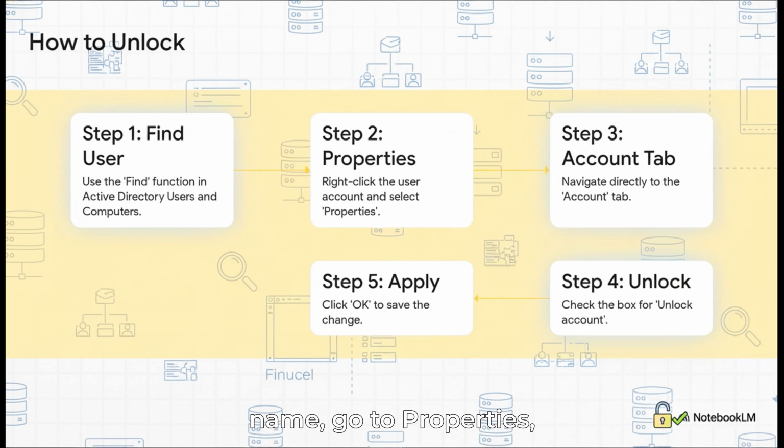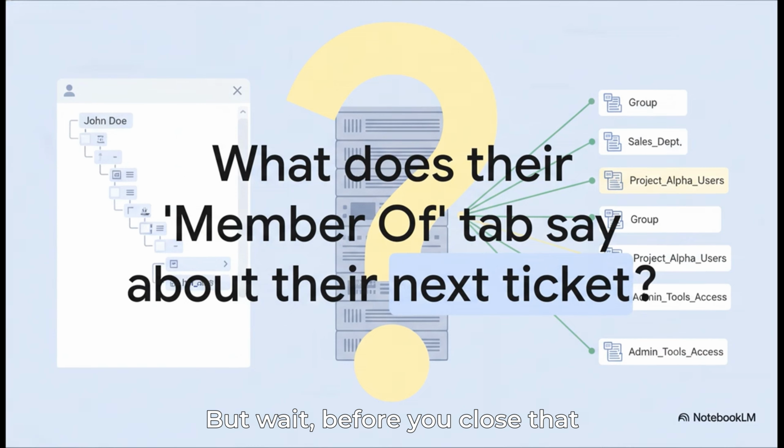Right-click their name, go to Properties. Go straight to that all-important Account tab. Check the little box that says Unlock Account, click OK, and you're done. The user can log in again. You're the hero. But wait, before you close that ticket, just pause for a second.